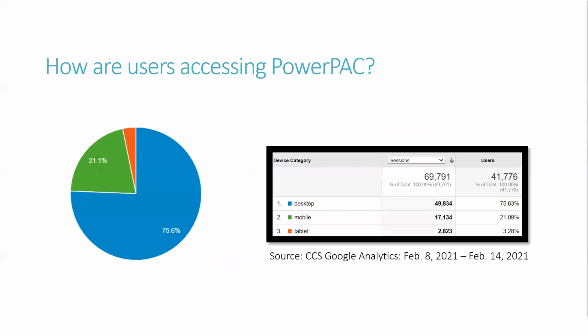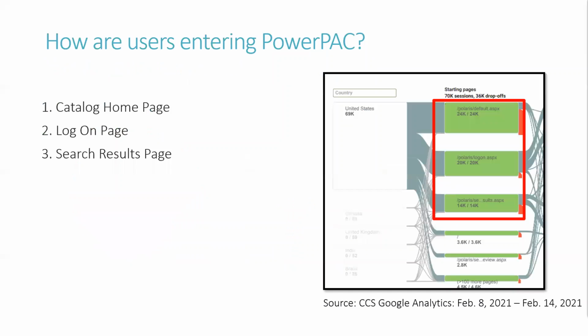Okay, so when we talk about how users are accessing the PAC, this really surprises me because I tend to think mobile is taking over more and more traffic, and I'm sure that we'll see that in our library catalog. But as of now, desktop traffic is making up 76% of PowerPAC sessions, and mobile traffic is making up 24% of PowerPAC sessions.